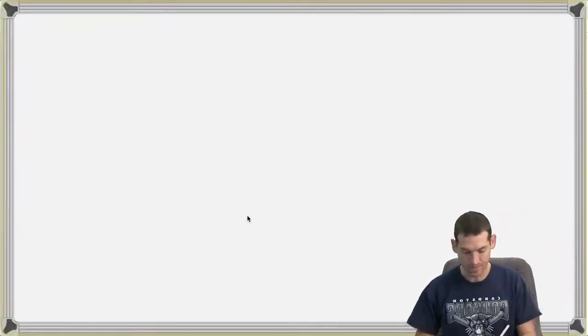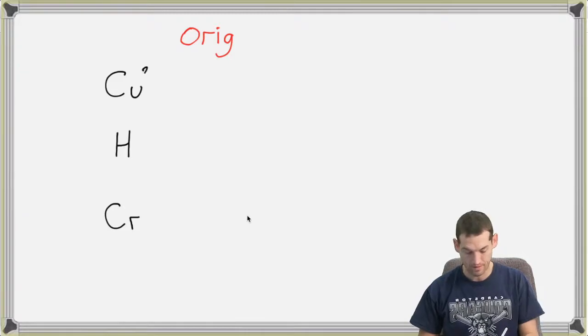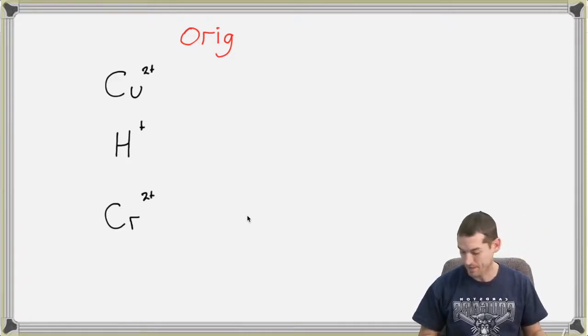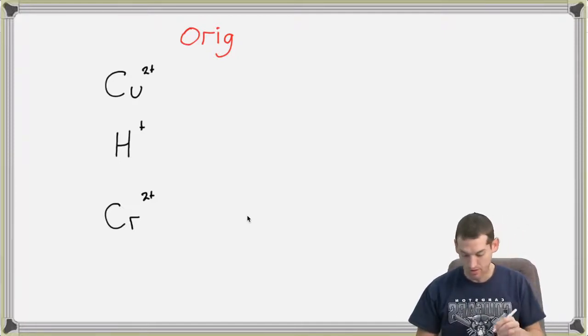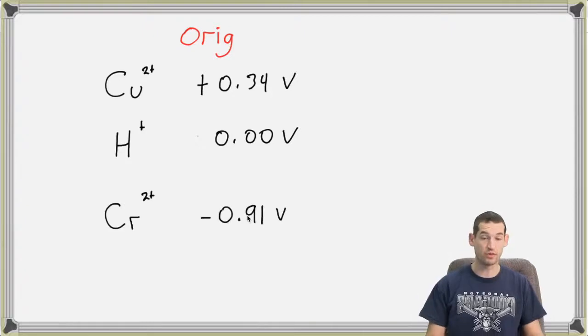And I want to keep them in that order. So when I write this out, I'm going to put where they are, let's call this the original. Right now I have copper, I have hydrogen, and then I have chromium. We could be specific here, that chromium is a 2 positive, but it really doesn't matter. You could be talking about the solid, or it's just where they're at. The copper in this case originally was at 0.34 positive. Hydrogen is at 0.00. And chromium right now is at negative 0.91 volts. That's where they are originally.